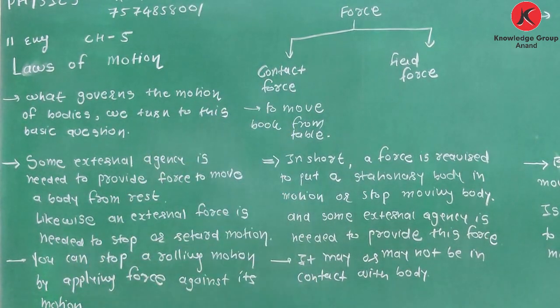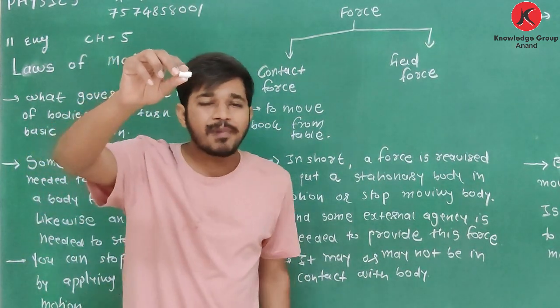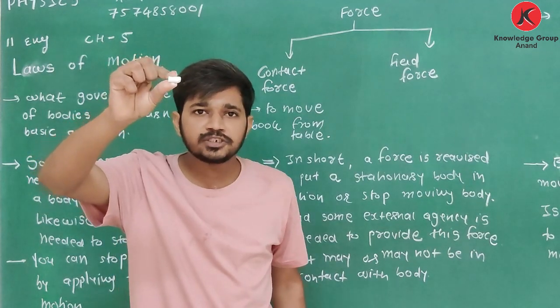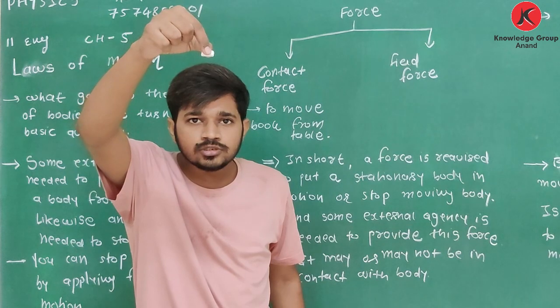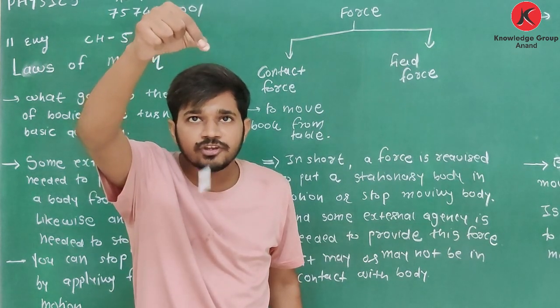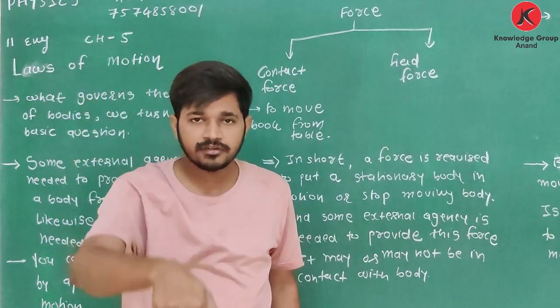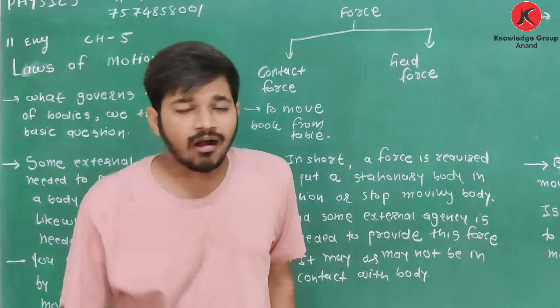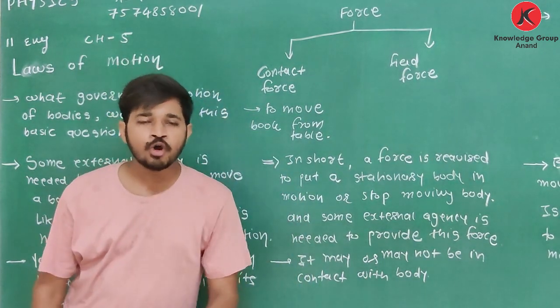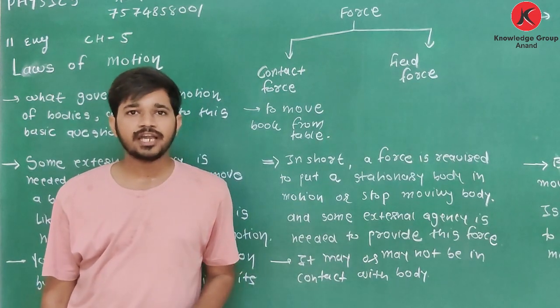See, this chalk is here right now in my hand. The gravitational force acting on this chalk is due to Earth, and due to its gravitational force, it is moving in a downward direction. Is there any contact between Earth and chalk? No, they are not in contact.